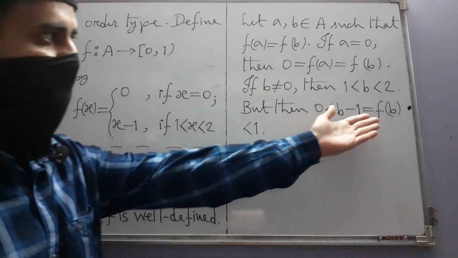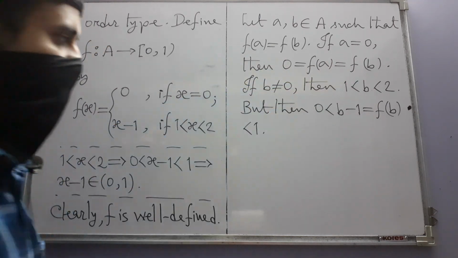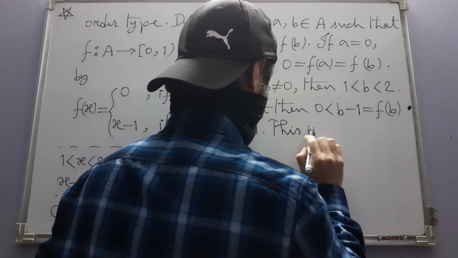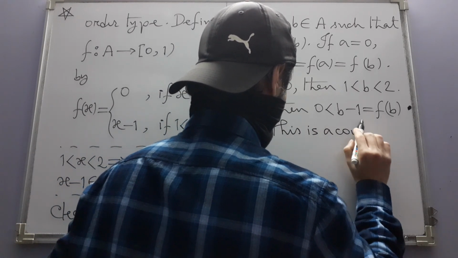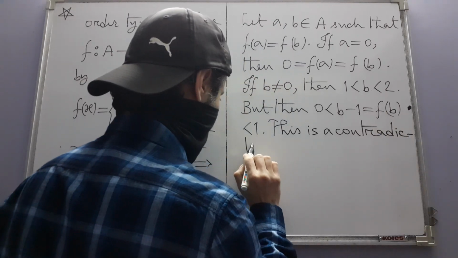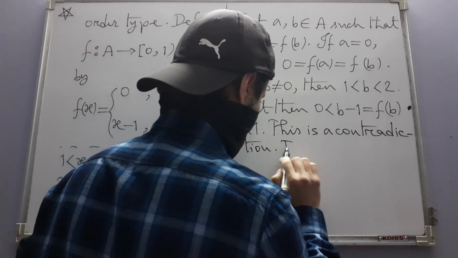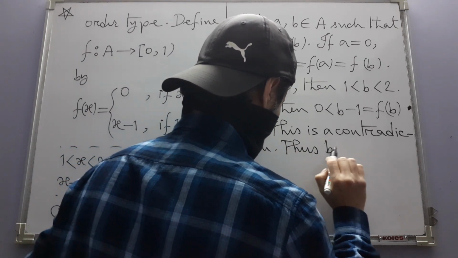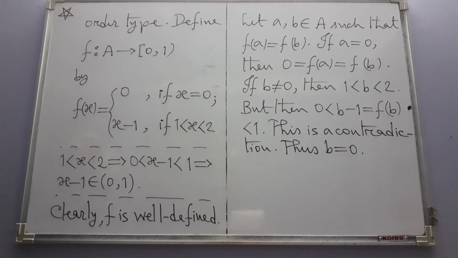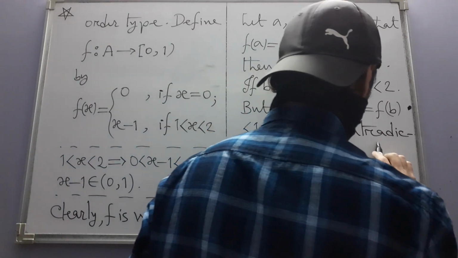But then what are we getting? F of B is greater than 0. So that is clashing with this thing. This is a contradiction. That means B cannot be non-zero. Thus B also has to be equal to 0. So in this case where A is 0, B also has to be 0.